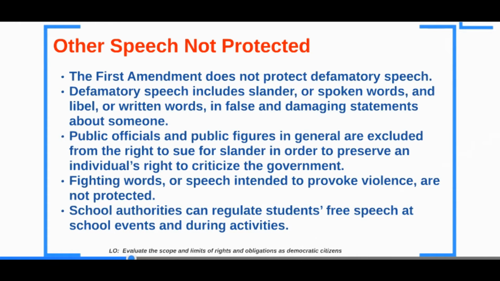Fighting words, or speech that is intended to provoke violence, are not protected. So if you're deliberately trying to provoke somebody into a fight, that is not protected speech. School authorities can regulate students' free speech at school events and during school activities.